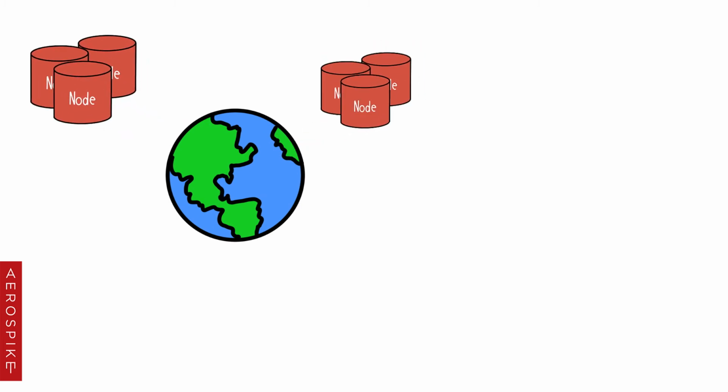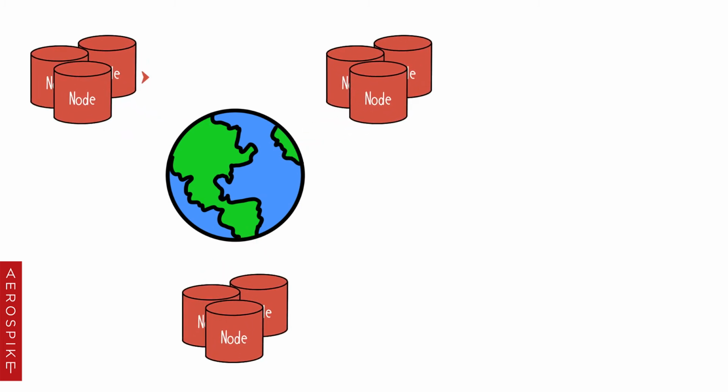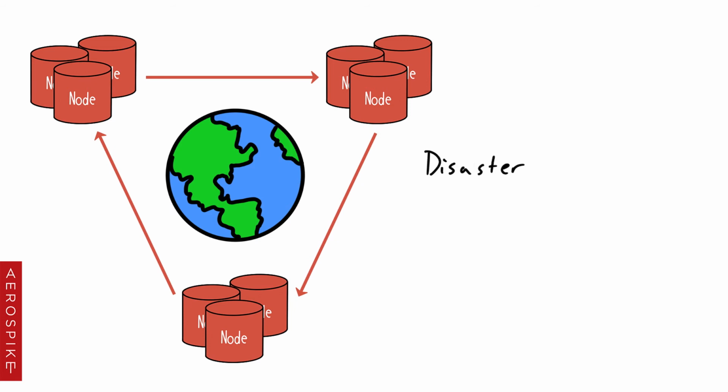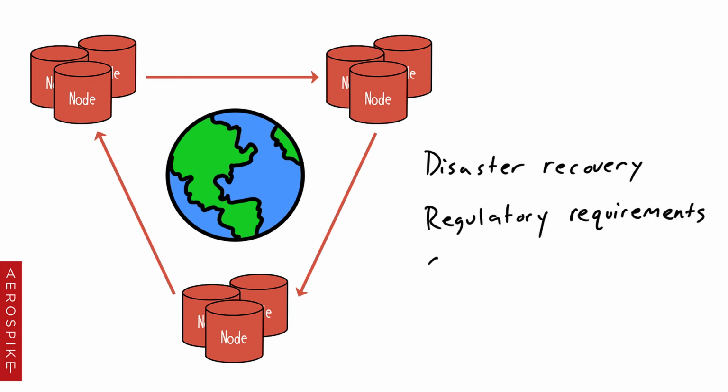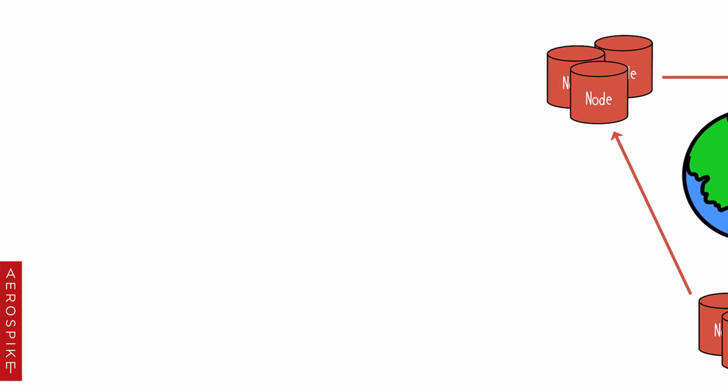The Aerospike Cross-Data Center Replication, or XDR, asynchronously replicates cluster data over multiple clusters and is commonly used for disaster recovery, regulatory data locality requirements, fast local writes, and greater site autonomy.